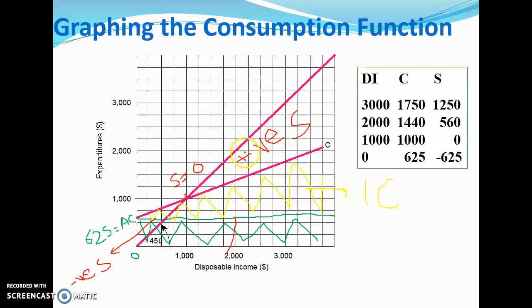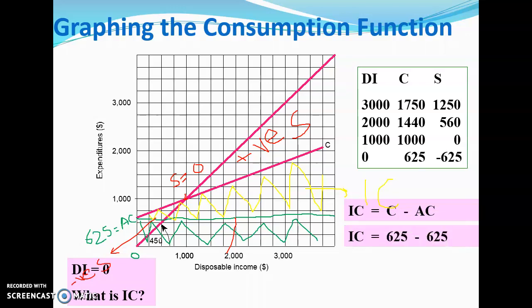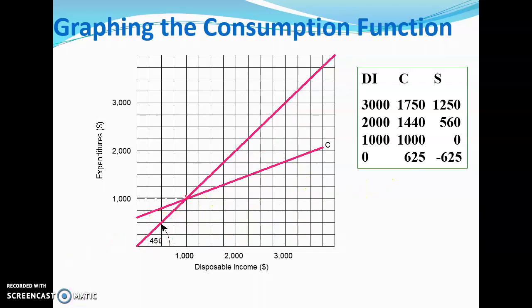So what is the savings? Savings is actually the difference between the disposable income and the consumption. If the disposable income is greater than the consumption, then it is positive. If the disposable income is less than consumption, it is negative. And if both are the same, then it is equal to 0. If the disposable income is equal to 0, then what is the induced consumption? Induced consumption is equal to C minus autonomous consumption. Consumption is equal to 625, autonomous consumption is equal to 625, and the answer is equal to 0.